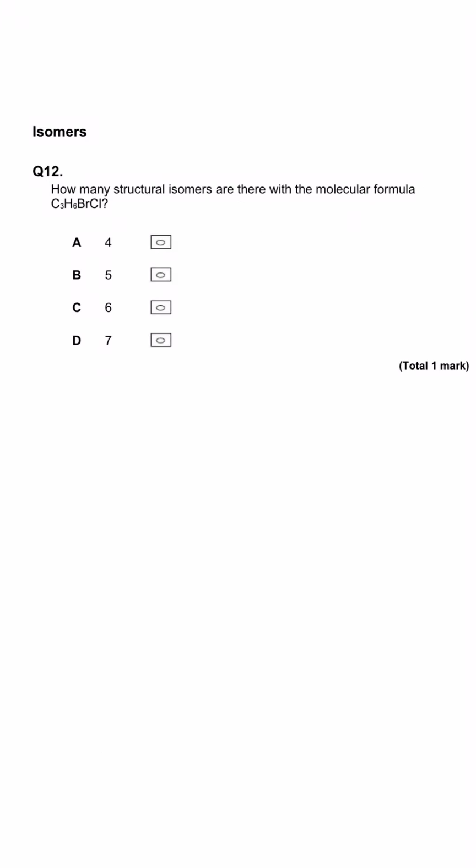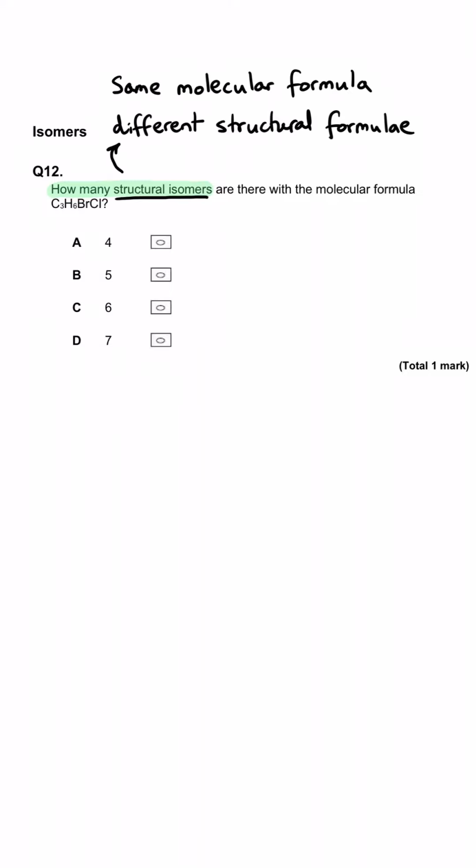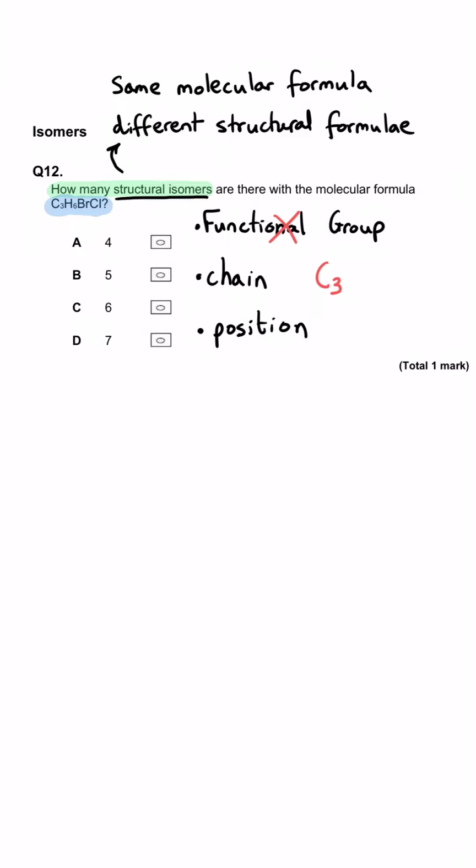This question is asking us how many structural isomers there are with the molecular formula C3H6BrCl. There are 3 types of structural isomer: functional group, chain, and position. There are no functional group isomers of halogenoalkanes. When you've only got 3 carbon atoms, there are no chain isomers that are possible, so we're just looking at position. When approaching this question, the best thing to do is draw a couple of the carbon skeletons.